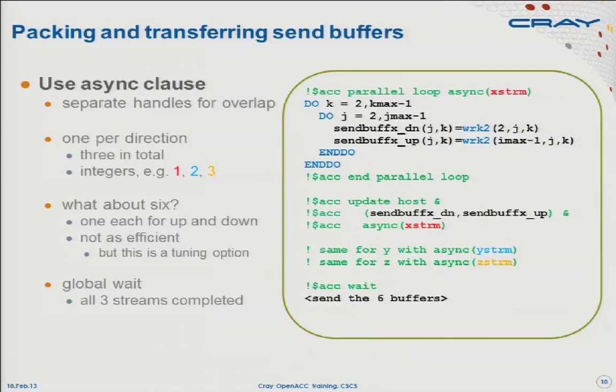I launch this asynchronously with an integer handle. That could be number 1, whatever. As soon as I've launched that, I then say, I'm going to send these to the host with the same handle. So again, this is done asynchronously, but I know that this won't happen until that's finished. I do the same for Y and for Z, so I repeat these, a kernel to pack and the update, and then I can do a wait, at which point I know that all 3 streams are finished, so I've got 6 buffers ready to go over the network.